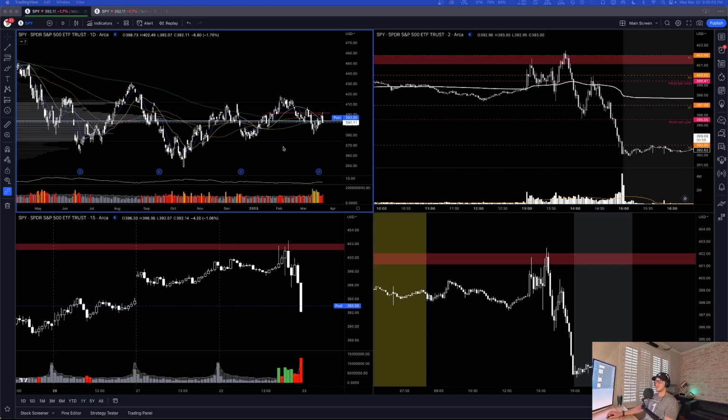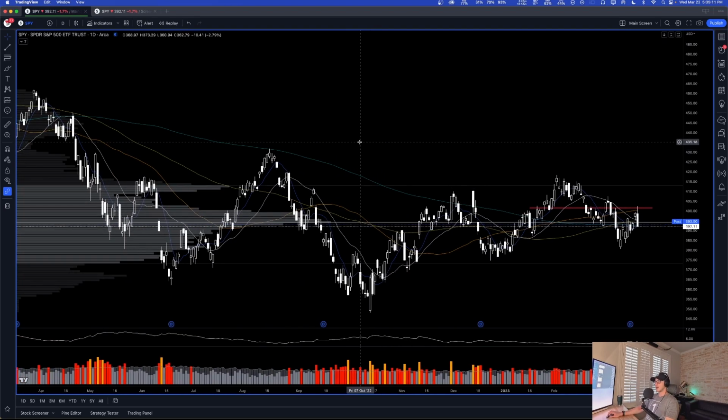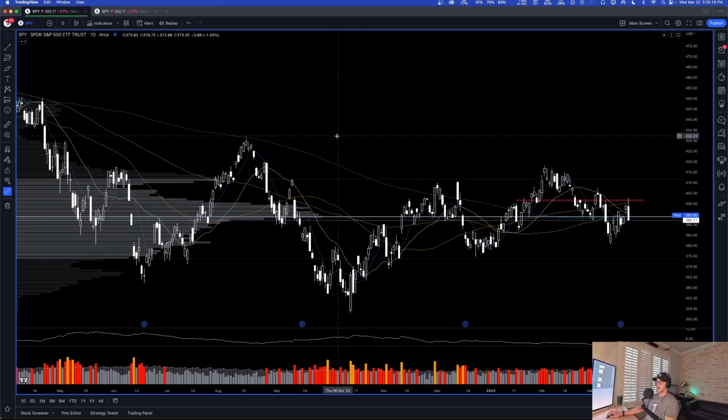Now, as mentioned, I do still focus on SPY for all of my analysis. Basically, as always, I like to start with the daily chart just to get greater context as to what the setup is. What are we dealing with here? And as you can see, just looking at this right now, it's pretty much a sideways range.